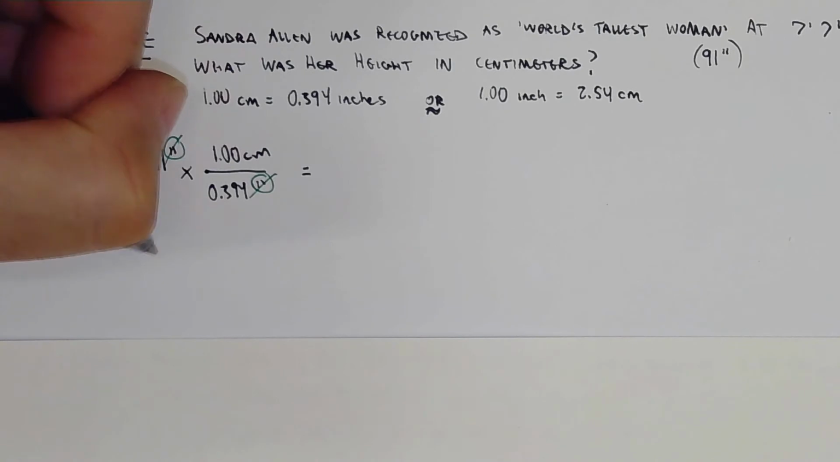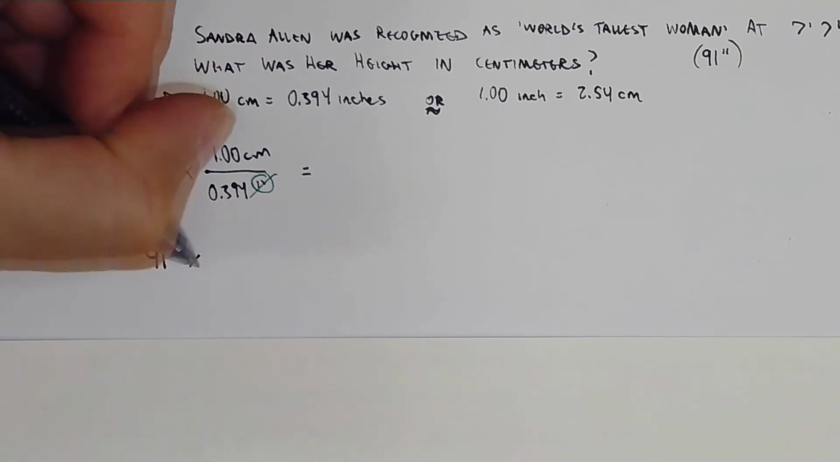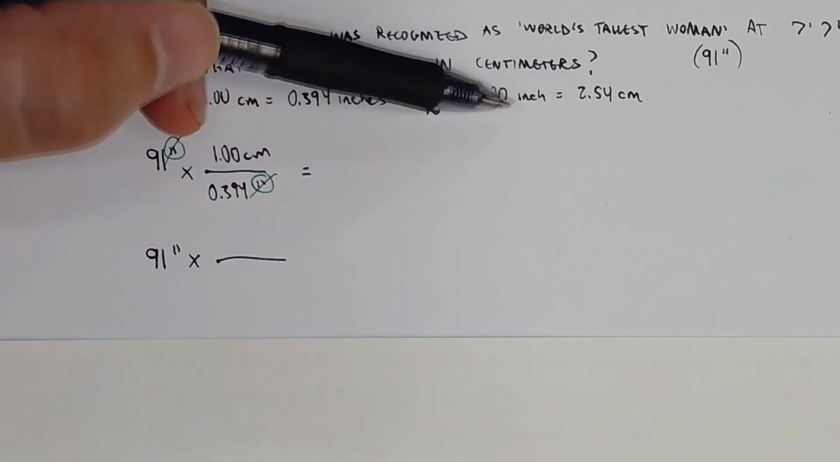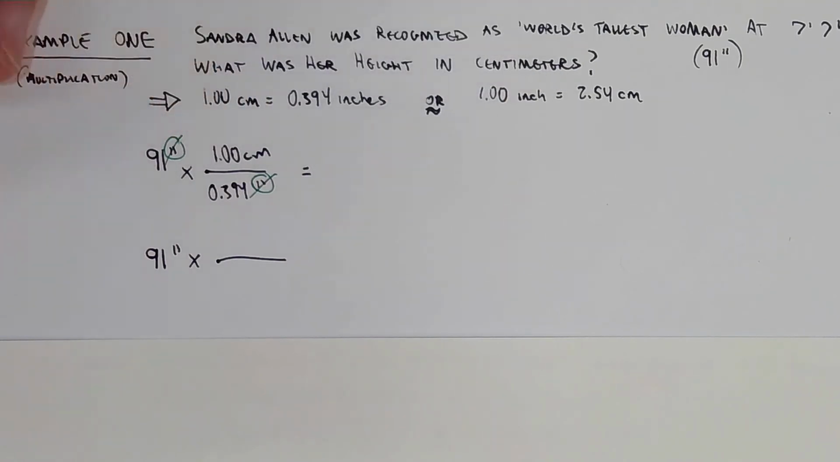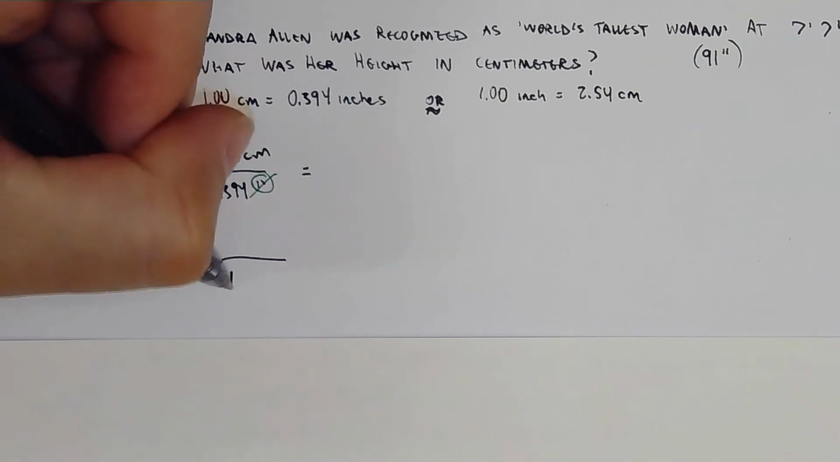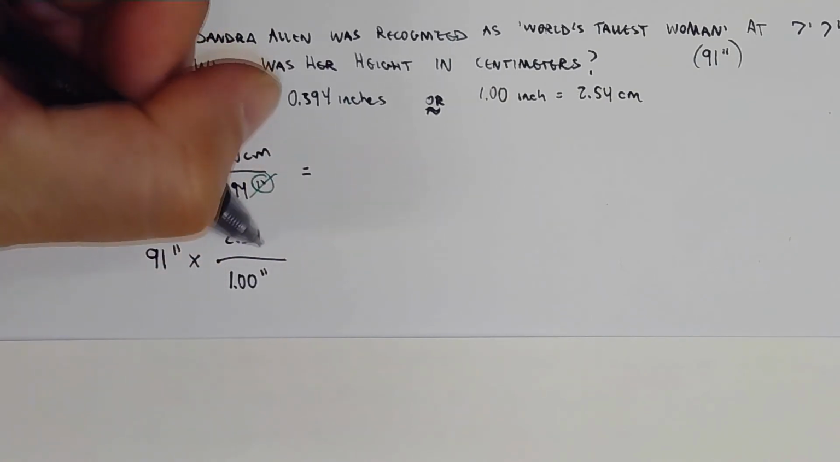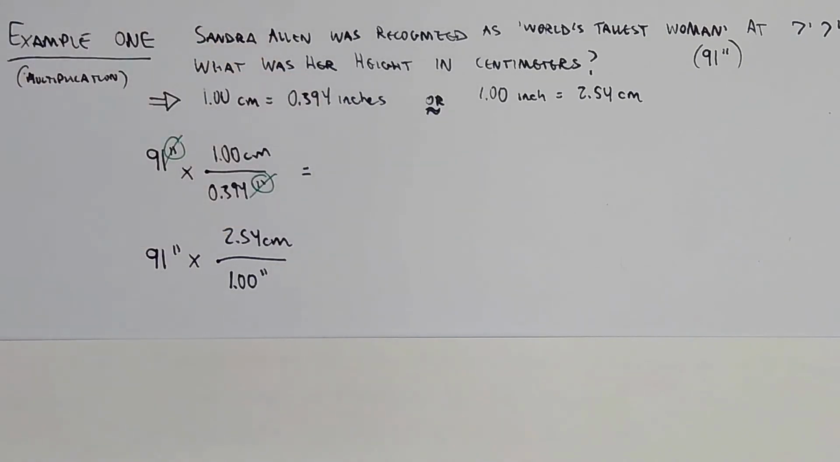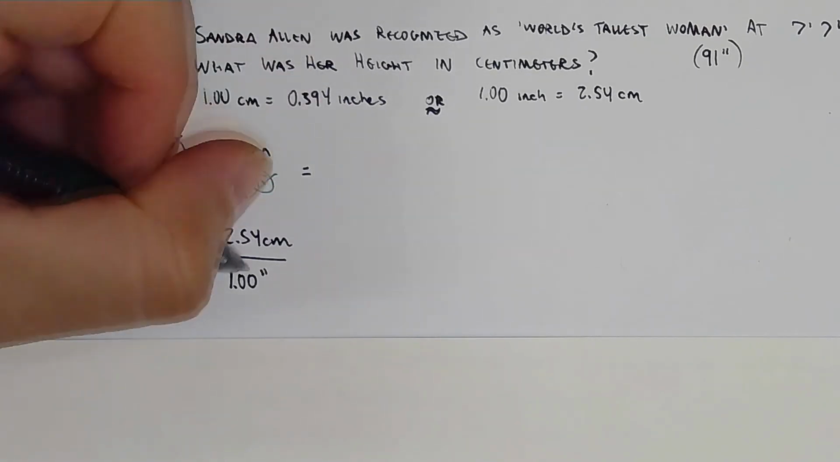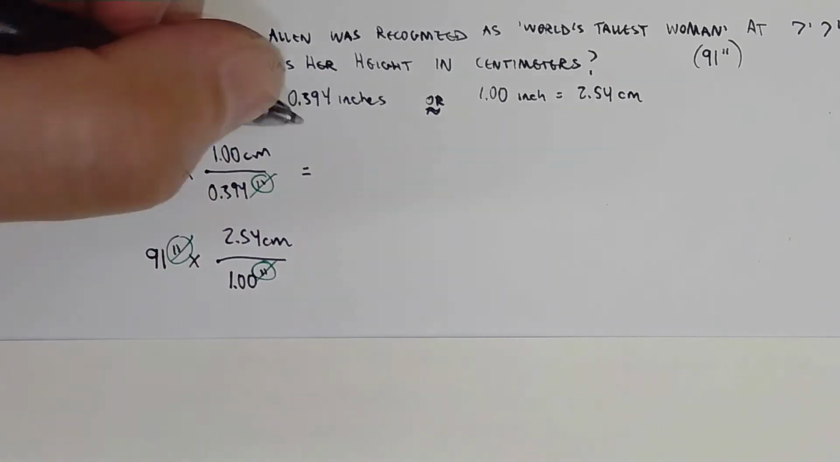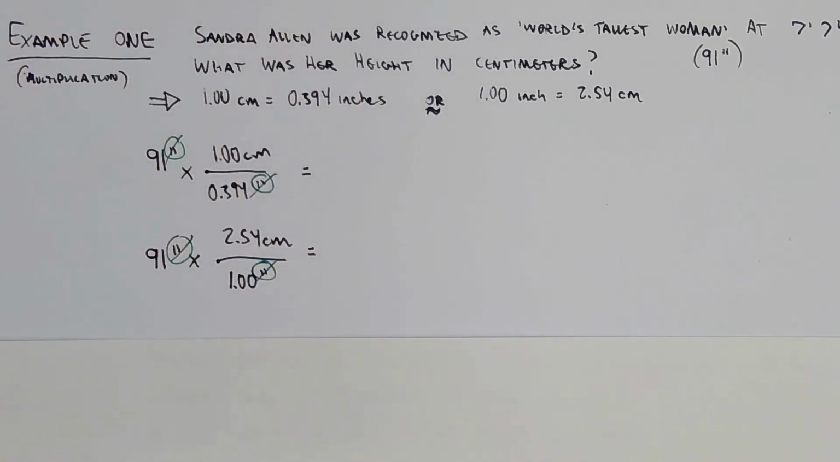So you could have 91 inches, and maybe I want to use this guy instead. Now, if I'm using this guy again, I still need inches on the bottom and centimeters on the top. So again, there's inches, and they cancel out, and they leave me with centimeters. And now we're going to do that calculation, if I can get my calculator handy.